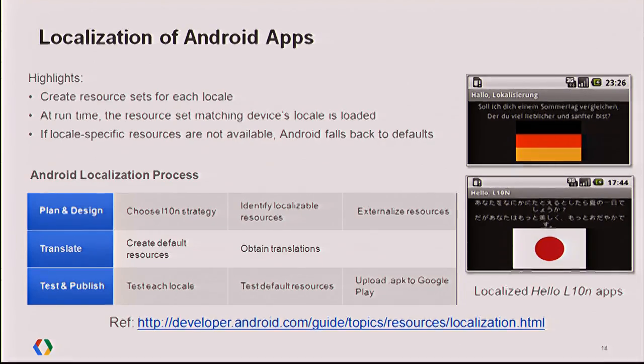So here is the typical Android localization process. You essentially have three steps here: the planning and design phase, the actual translation, and then finally testing and publishing. Right at the very bottom, you see the link to the localization guide at developers.android.com, where you will find essentially all details for each step, what you need to do there.